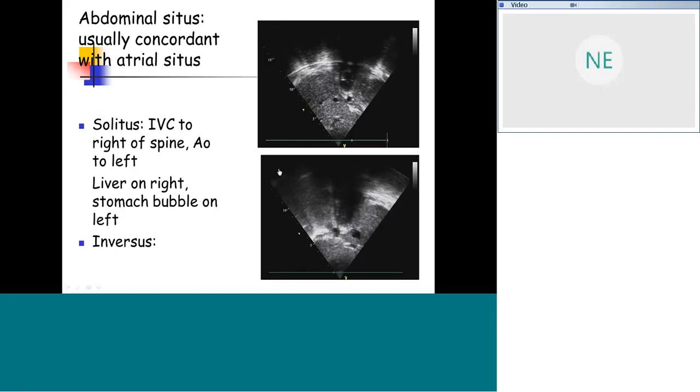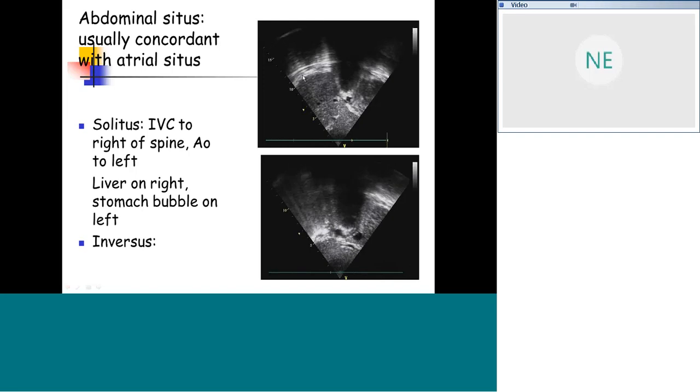Now, how do we decide the abdominal situs? As we said, the abdominal situs does not 100% correlate with the atrial situs. In the first figure, you can see the liver, and the left-sided vessel seen is the aorta and the right is the IVC. How do we define the IVC? Thin-walled venous pulsations is IVC. Thick-walled arterial pulsations is aorta. So the aorta being to the left and IVC being to the right of the spine is abdominal situs solitus.